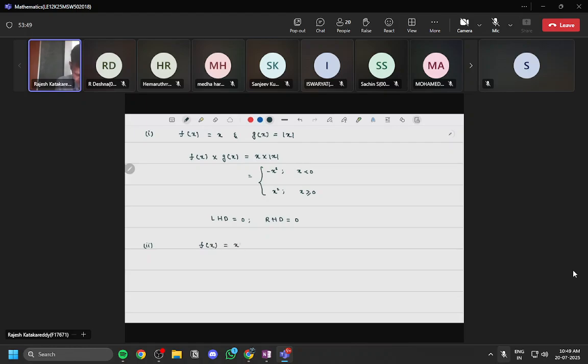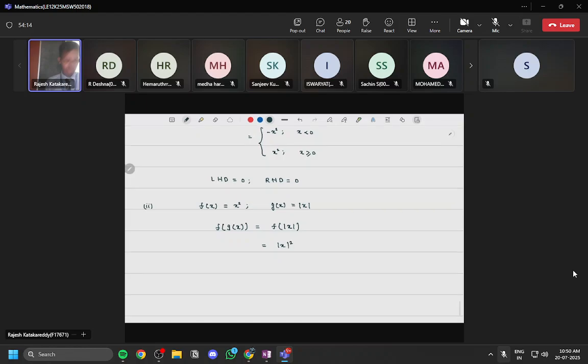f of x is equal to x square, g of x is equal to mod x. Clear? One is continuous and differentiable, another is non-differentiable. If I do f of g of x, we will get f of mod x, which is mod x whole square. As we know, x square and mod x whole square are the same. So notice that differentiable composed with non-differentiable, the composition we got is differentiable.